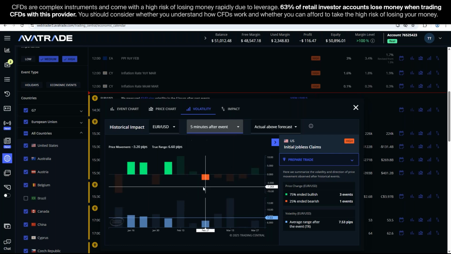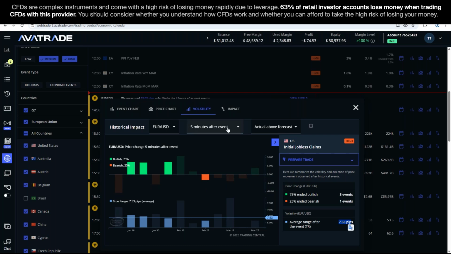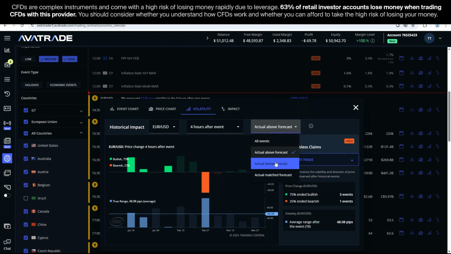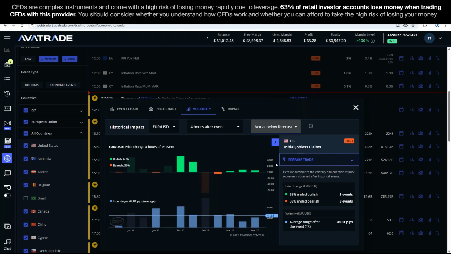And if we look in the first 5 minutes, same thing, 75% of the time up, but only about 7.5 pips in the first 5 minutes. And after 4 hours, the average range movement is 48 pips. Okay, so you have time to get those trades off. What if it comes in below forecast? Better than expected news. Not as good of a percentage, 63% to 38%, and really it's only 1 away from being 50-50. 5 up, 3 down. So I'm not looking to trade on that.